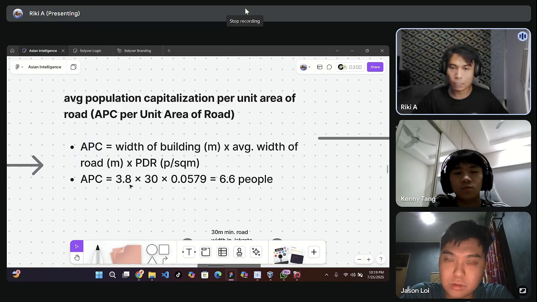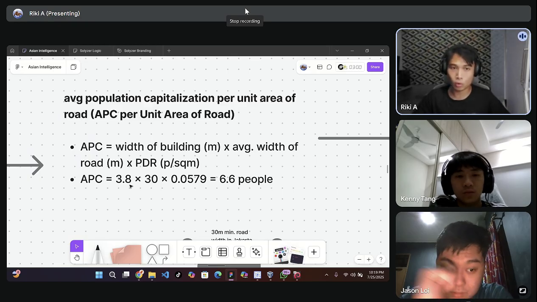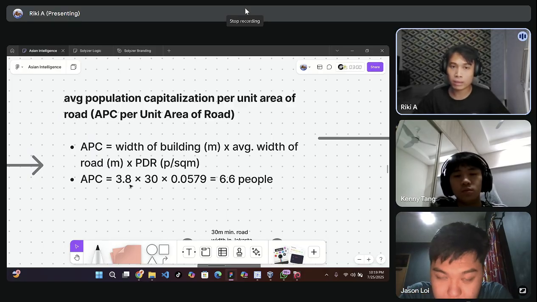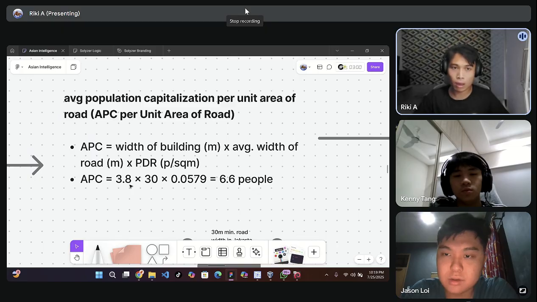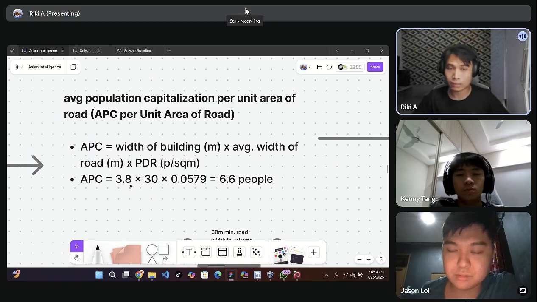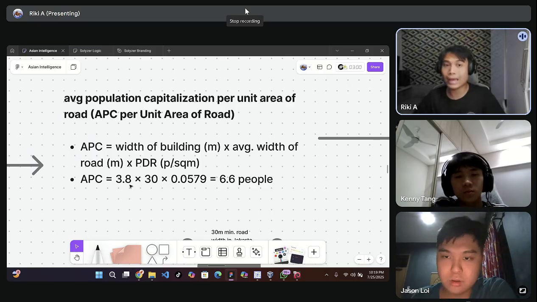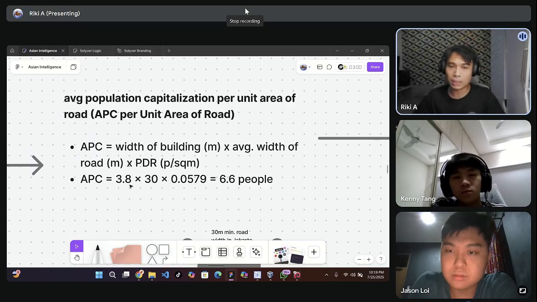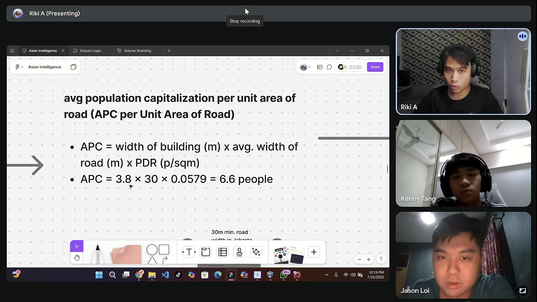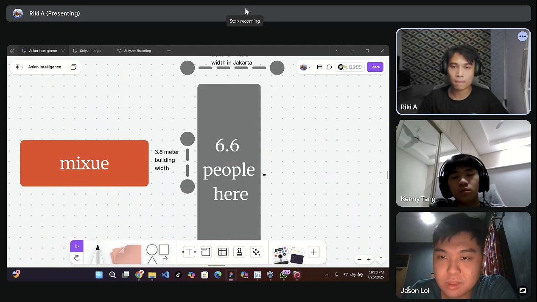3.8 is the width of the building. Just imagine that you open a store, which is your ice cream store, with a width of 3.8 meters. Multiply by 30. 30 is the average width of the road in Jakarta or specific city locations. And also multiply by 0.05, which is the PDR data, which is people per SQM. Here we can get the data of 6.6 people.